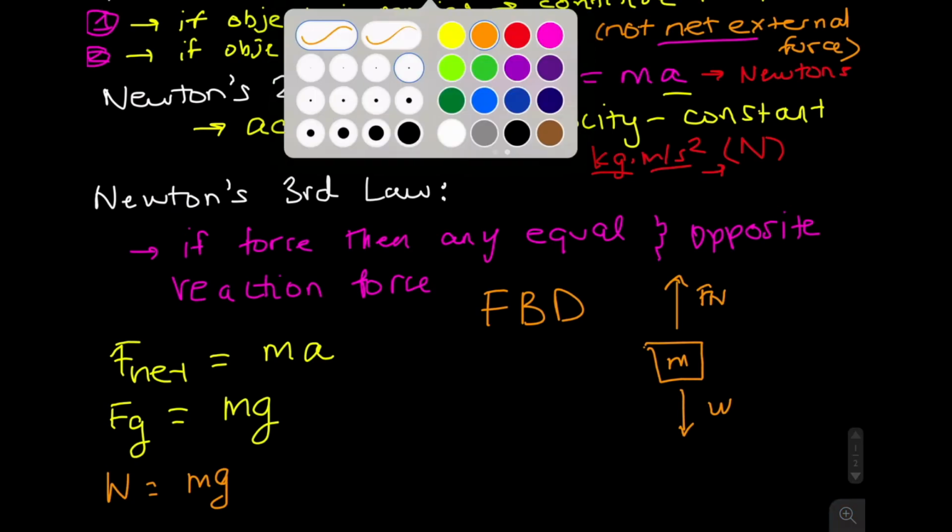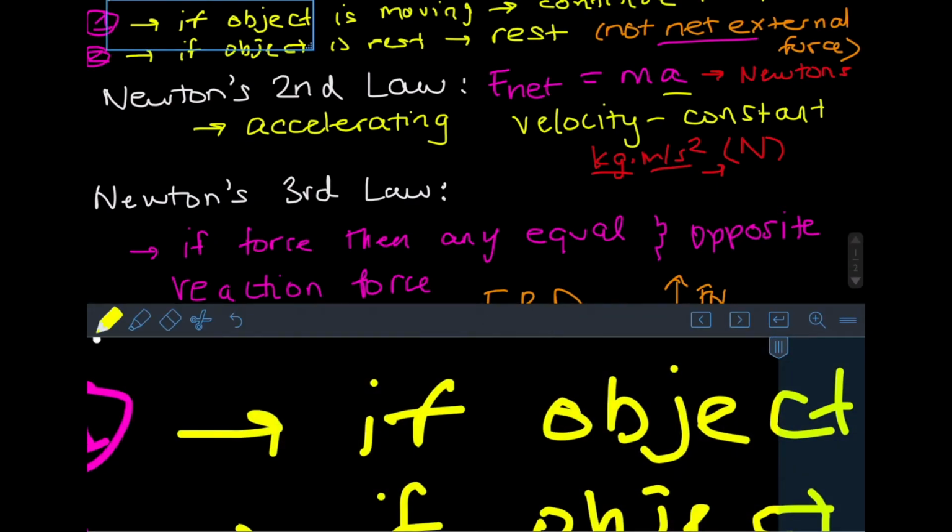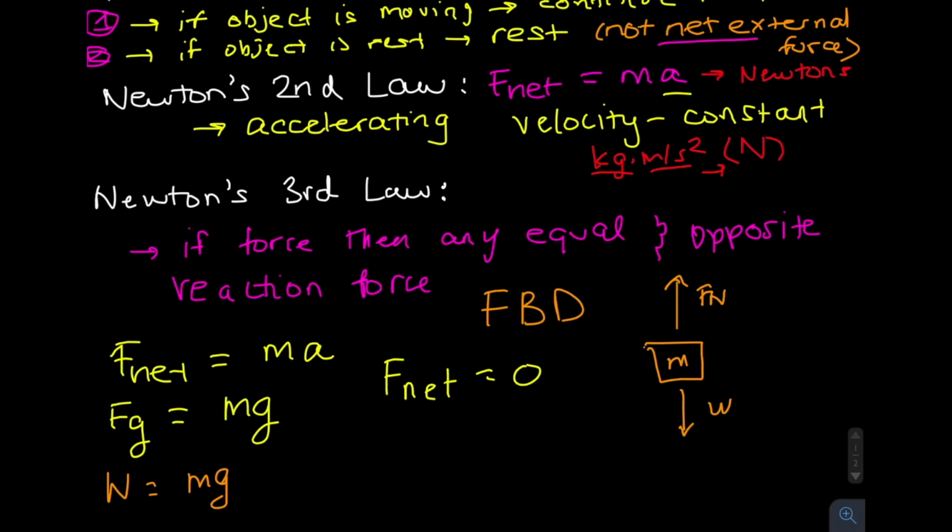In a lot of examples, you're going to want to set FNet in different directions. In this case, my FNet would be 0, and that's because we know that our object isn't moving. So in this example, we know that FNet is 0 because our object is at rest. If you were to calculate our FNet, which is our net force, we would do FNet is equal to normal force minus your weight.